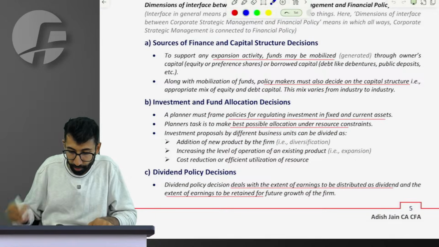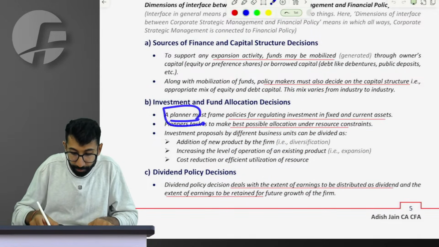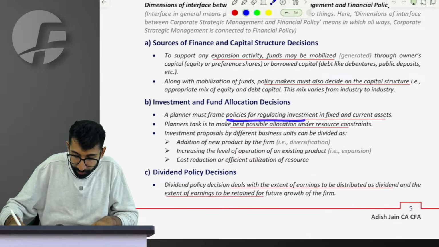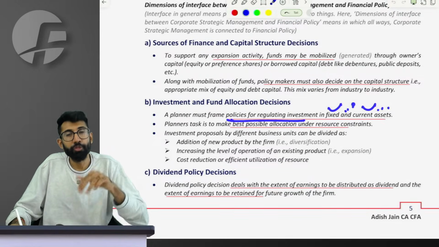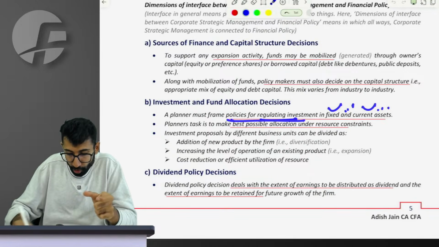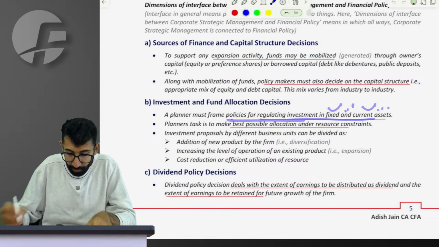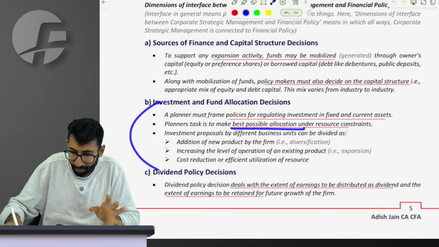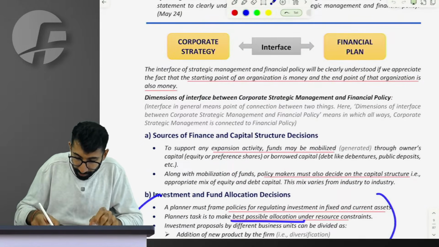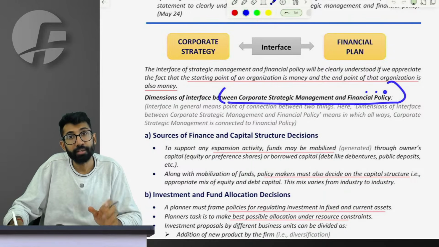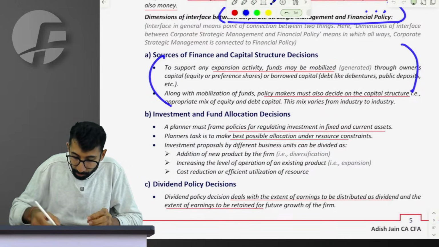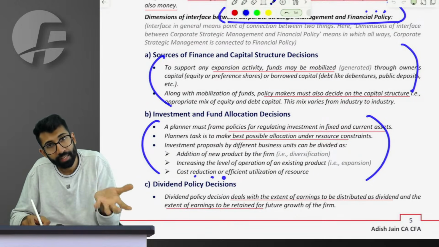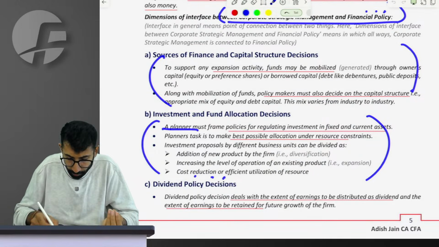Investment and fund allocation. The person who is planning must frame policies regulating investment in fixed and current assets. When you make investment in fixed and current assets, there should be some regulations and policies for it. The planner should make the best possible allocation. I'm not happy with the text of the institute. The topic is how the two are interconnected. This was logical, but how is this interconnected? Rather than explaining that, they went to some other zone to explain what a planner should do.